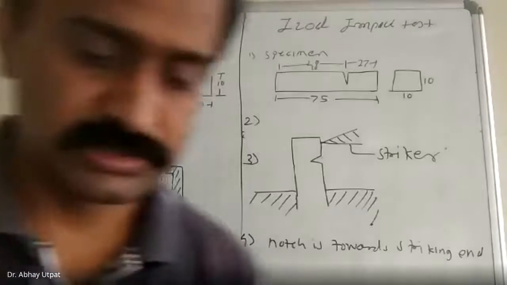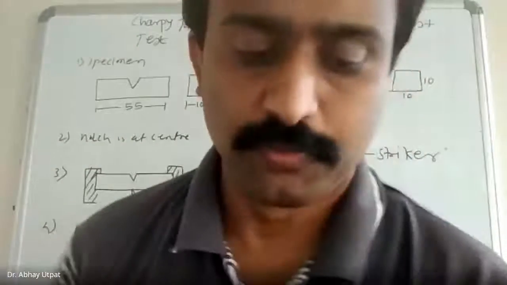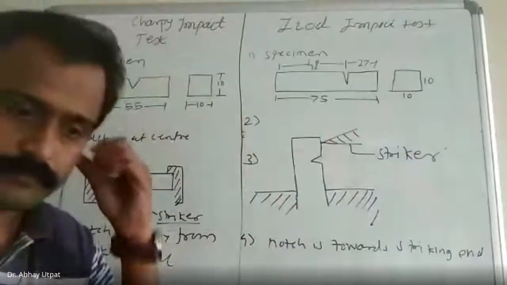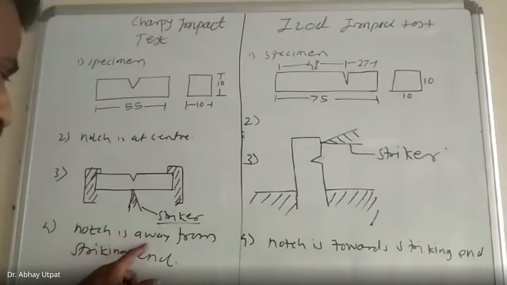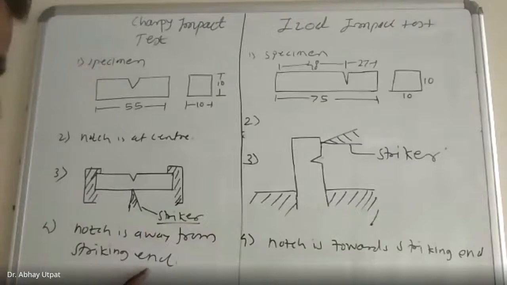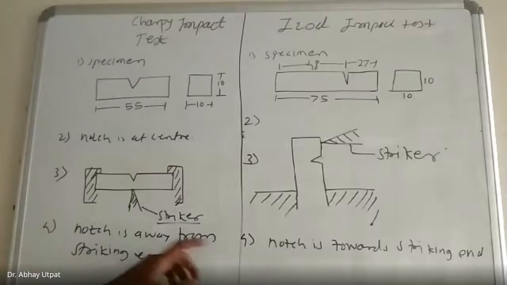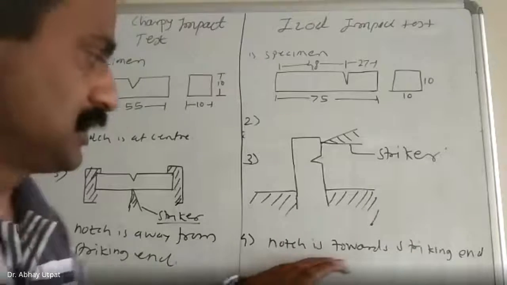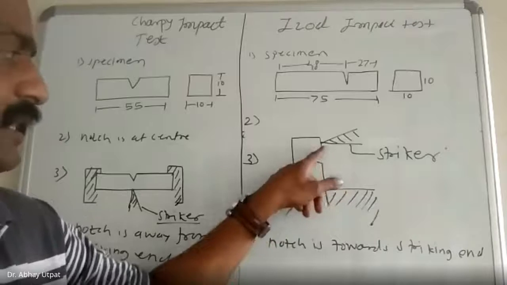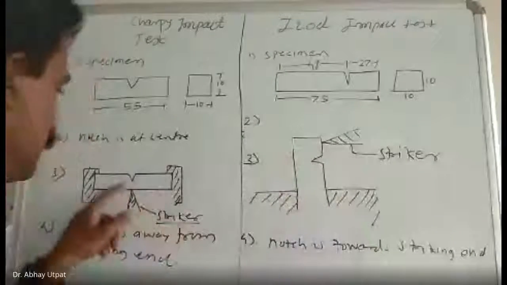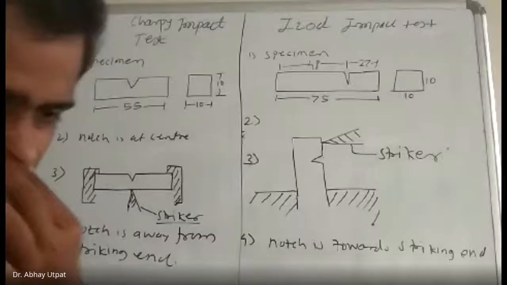Now see what this is. I will explain. Next point I have told, notch is away from striking end. In Charpy impact, notch is away from striking end. And here, notch is towards the striking end. Check. This is the striking end and notch. And this is notch away from striking end.